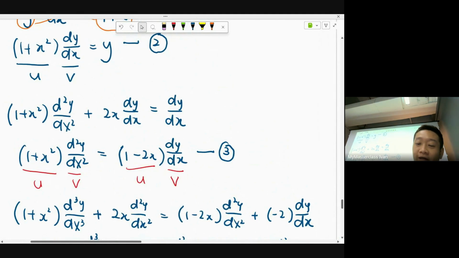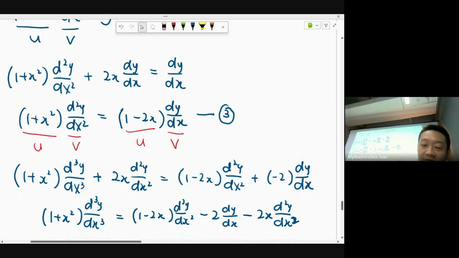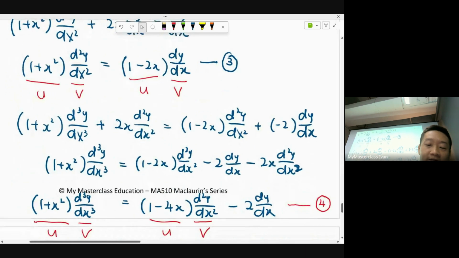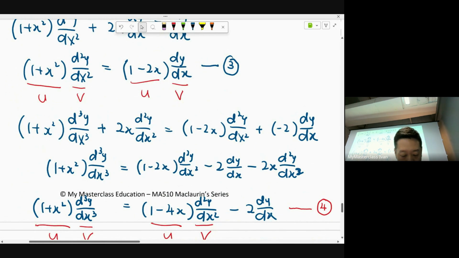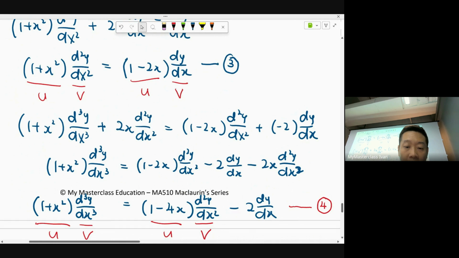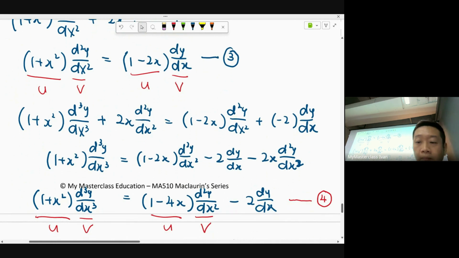When you bring the 2x over, it becomes negative 2x. 1 minus 2x minus 2x, you'll become 1 minus 4x. I already put it simplified for you. Bring this over, then you'll become 1 minus 4x. The row below is the same thing, I'm just making it simplified. 1 minus 2x minus 2x. I bring the minus 2x inside, it will become 1 minus 4x.